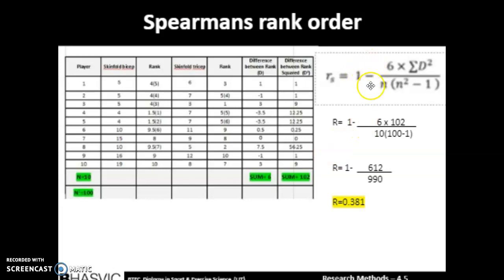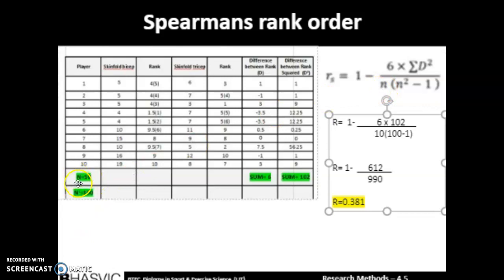We're now going to input it into this formula in the top right. So we'd have 1 minus 6 times the sum of the difference squared, which is this bit, 102. So if you look at my first column on my first value here, we've got 6 times 102, over 10 times 100 minus 1, right? The reason we have that is because n is here, so our n is 10, and then bracket n squared, we figured out n squared, which is 100, and then minus 1. So you'd literally put it in just how it says, 10 bracket 100 minus 1.